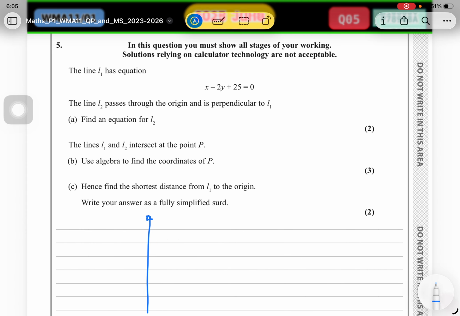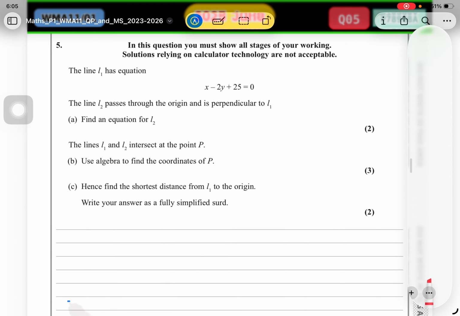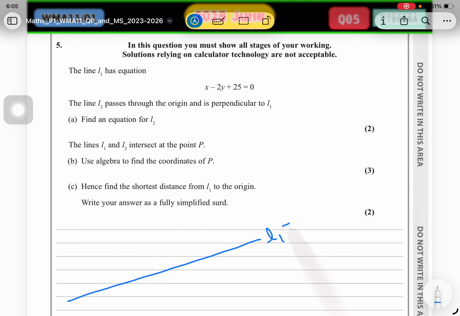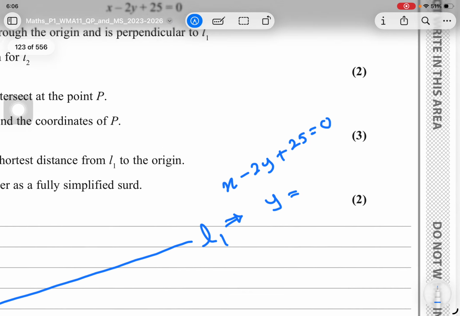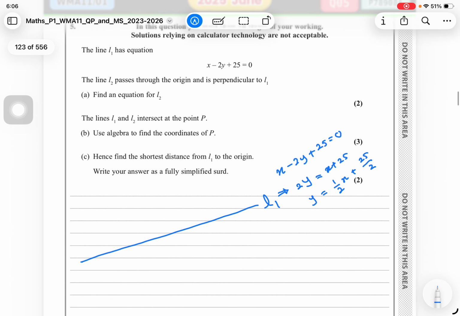First of all, let's do the L1. This is L1, which is x minus 2y plus 25 equals 0, which means in our normal form, when we make y the subject, 2y equals x plus 25, so y is half x plus 25 divided by 2. So this is our y1, L1.